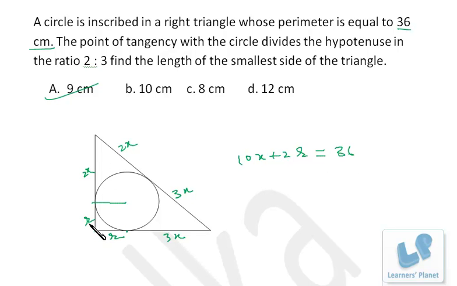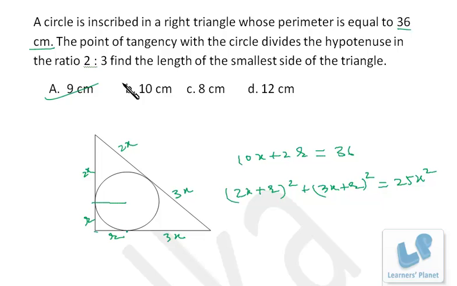And apart from that, we can use Pythagoras theorem. So (2x plus r) whole square plus (3x plus r) whole square is equal to 3 and 2 is 5, that means 25x square, right? So by solving these two, you'll be getting the value of x and r both as well, right?